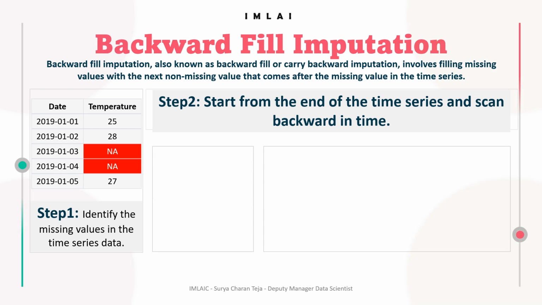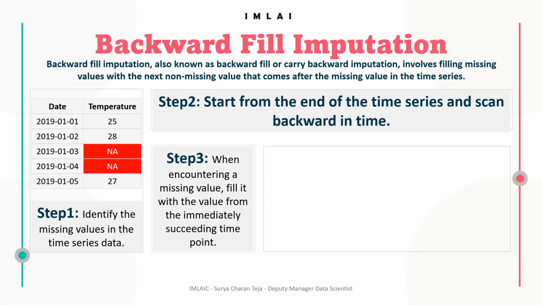Step 2, start from the end of the time series and scan backward in time. That's the difference between your forward fill imputation and backward fill imputation. There you scan forward in time from Jan, Feb, March, April, May, June, July. Here, start from the end, start from 5 and scan backward in time. Start from 5, 4, 3, 2, 1.